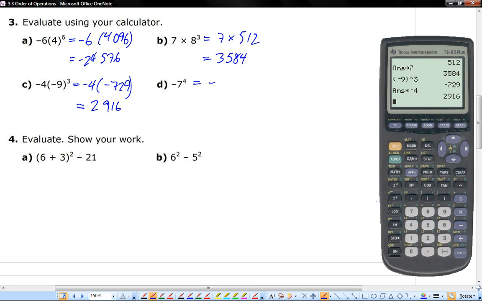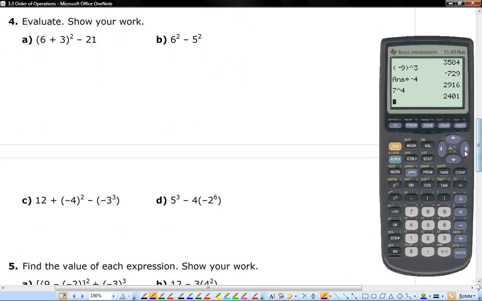Next we've got negative 7 to the power of 4. So realize that this is only 7 to the power of 4, not negative 7, the whole thing raised to the power of 4. So the answer will be negative here, and it's 2,401.